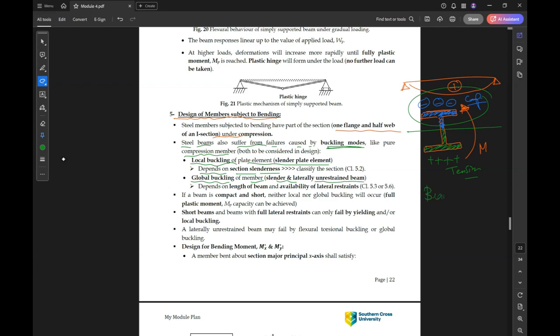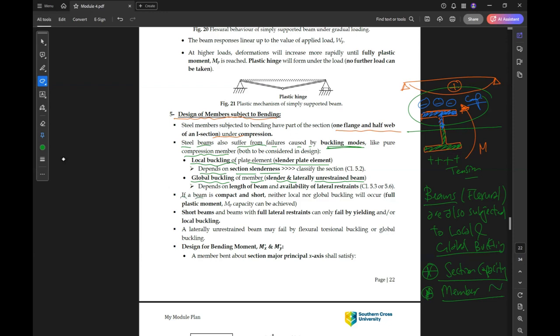So the beams or the flexure members are also subjected to buckling, local and global buckling modes. That's why when we design the member under bending or under flexure, we have section capacity and member capacity. Okay.